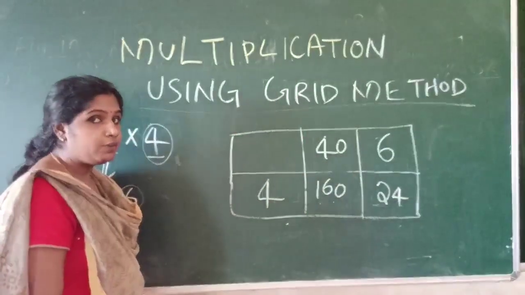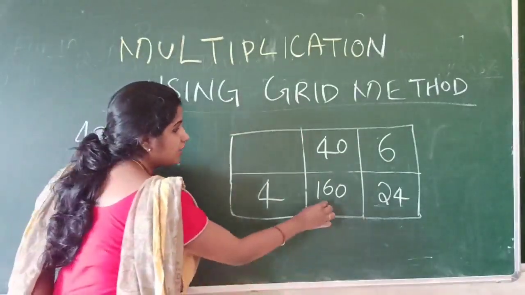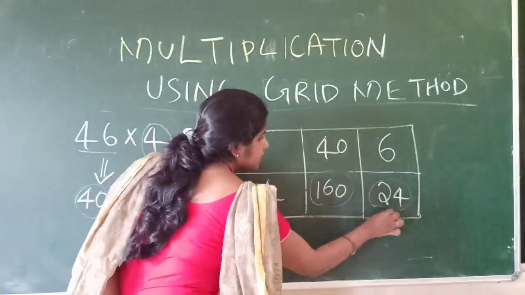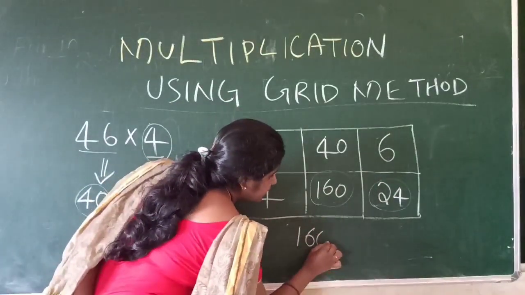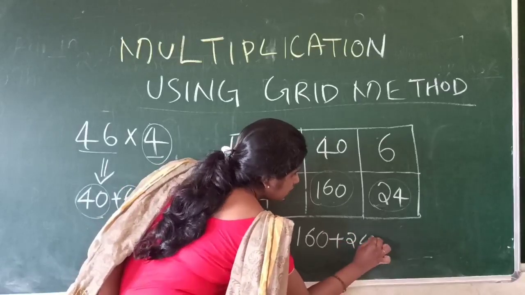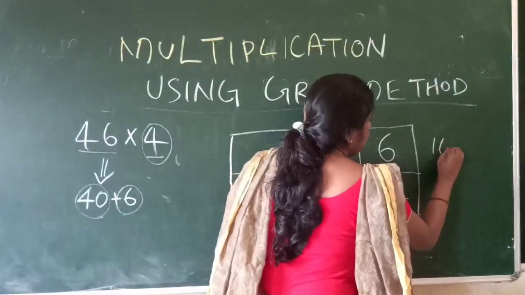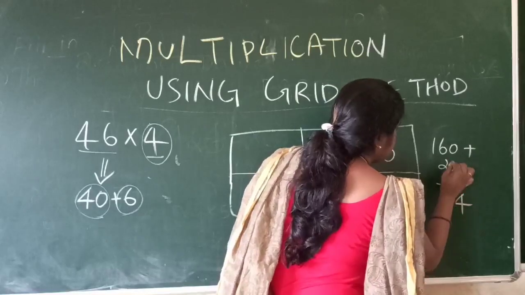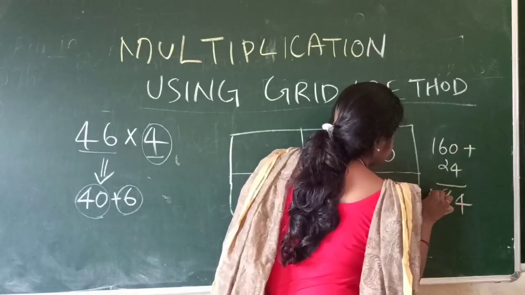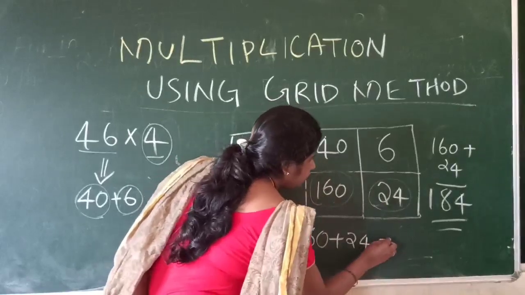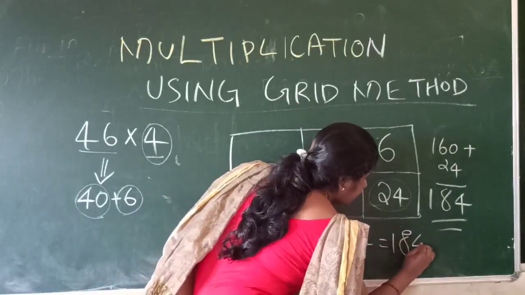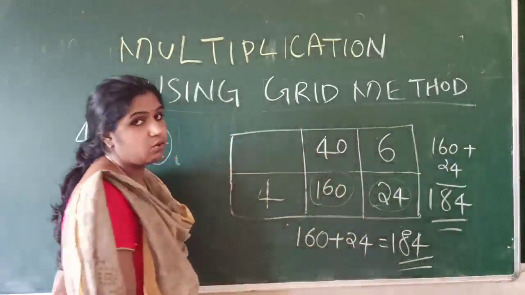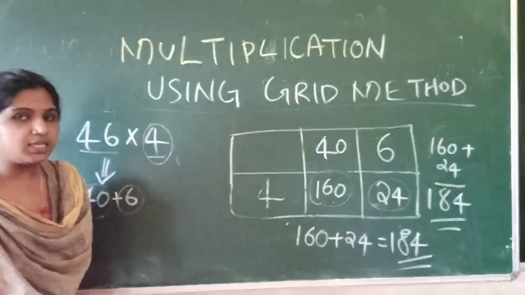Now what will we do? We will add this 160 plus this 24. 160 plus 24: 4 plus 6... 6 plus 2 is 8, then 1. So we will get 184 as the answer.